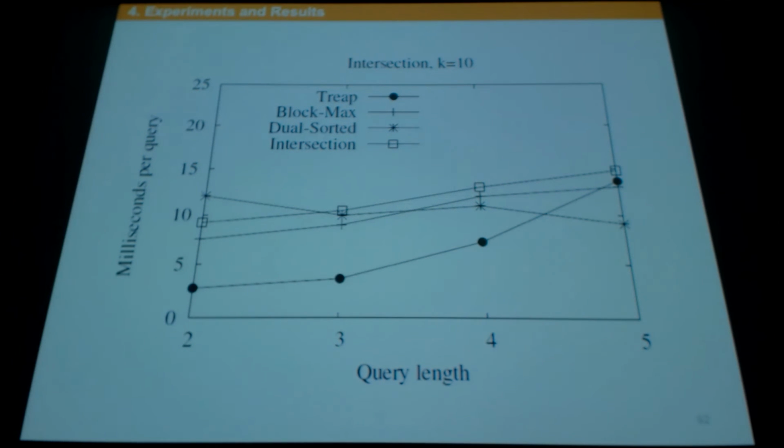In terms of the query length, this is the intersection for k equals 10. For 2 terms, we are intersecting 2 Treaps, really fast. 3 Treaps, okay. 4 Treaps, fine. 5 Treaps, no. We are not good for many Treaps. So we cannot intersect many terms.